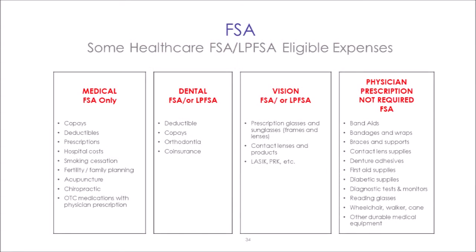This slide lists some eligible healthcare expenses. The $2,700 IRS annual limit is per employer. You can also find a full listing on fsastore.com.